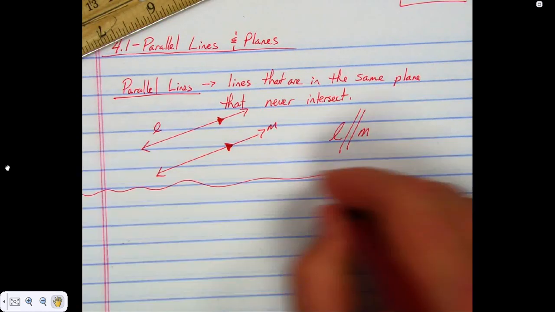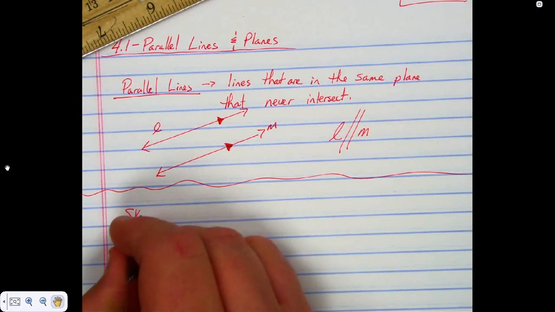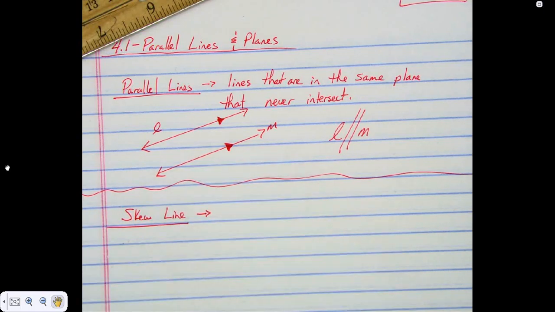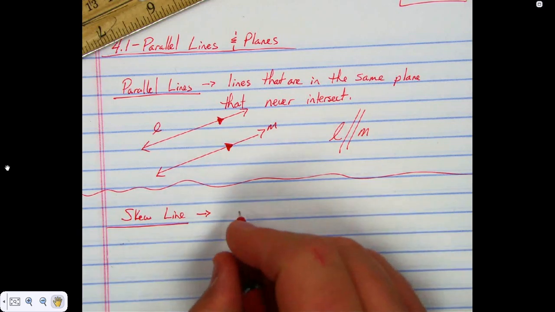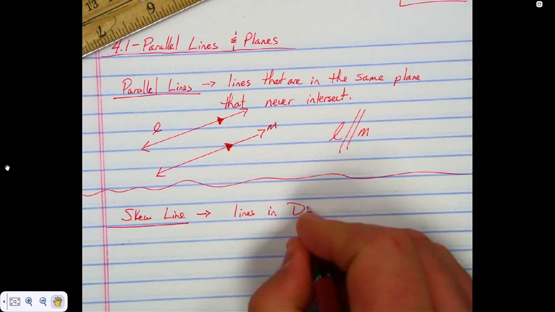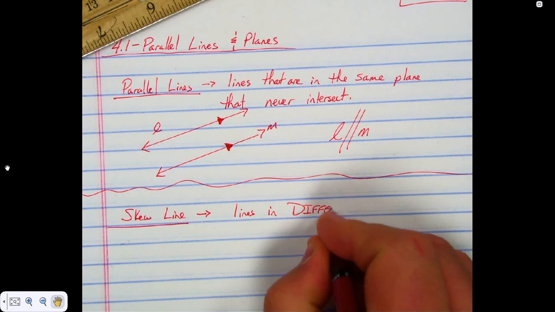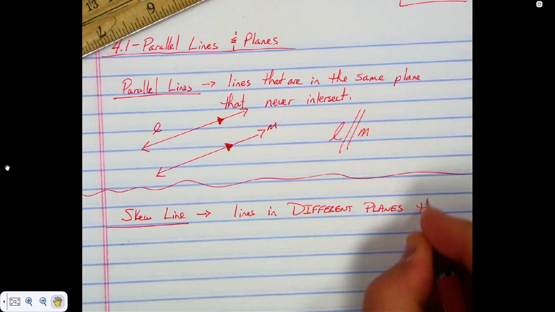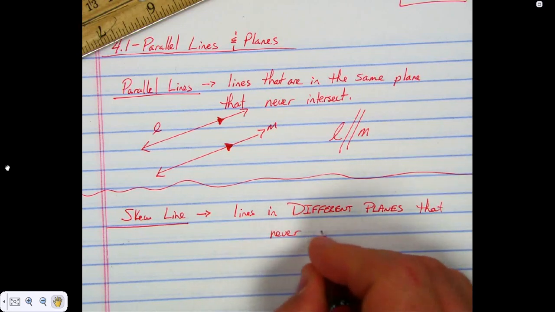That's parallel lines. The other thing to talk about is what's called a skew line. This is something that when it's all said and done, you won't deal with very much, but it's a type of question that you'll have on an ACT test or an end of instruction test that just see if you remembered what they were. And in essence, these are lines in, and this is the key word here, different planes that never intersect.